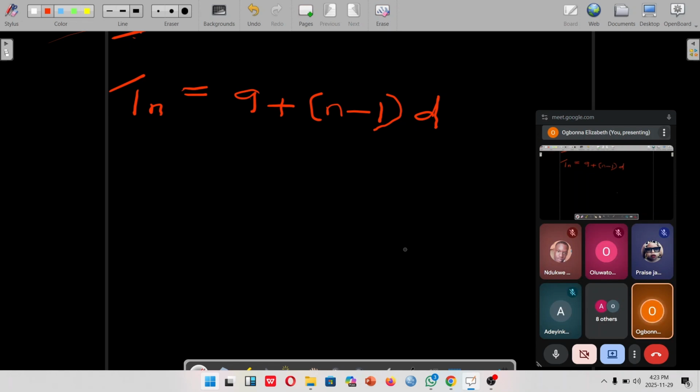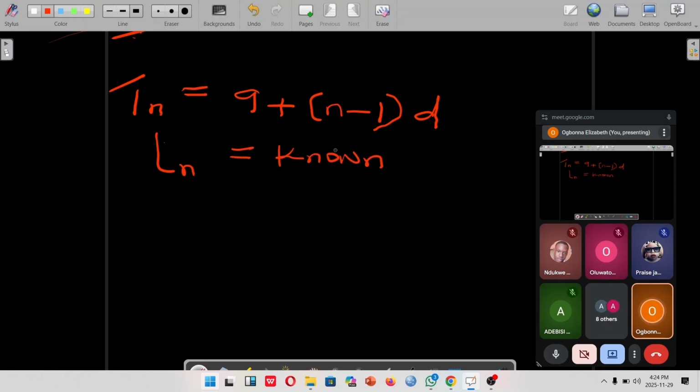Are we there? And we solved like 2 questions. Okay, then we also consider the sum of an AP. I told you there are 2. One is when the end term, the last term in a sequence, is known.